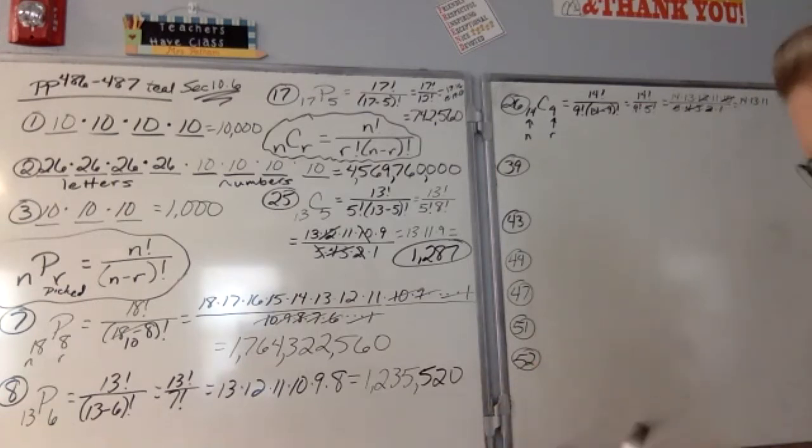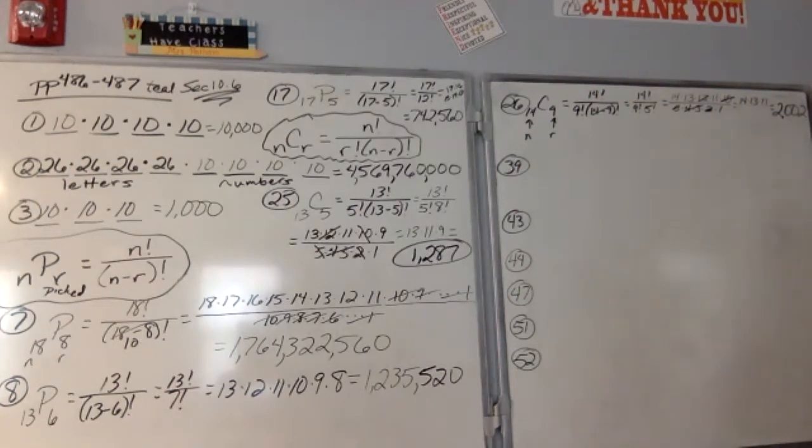If you can't do that, you see what you can cancel with the factorials and then multiply what's left, and you still get the same answer. Somebody tell me what we're getting for the answer? 2002.